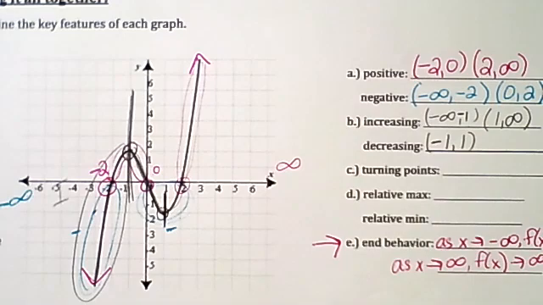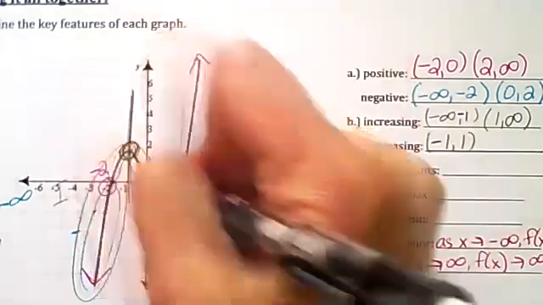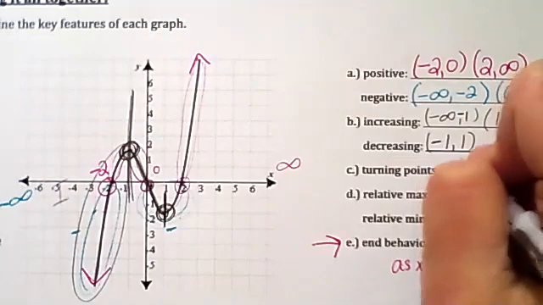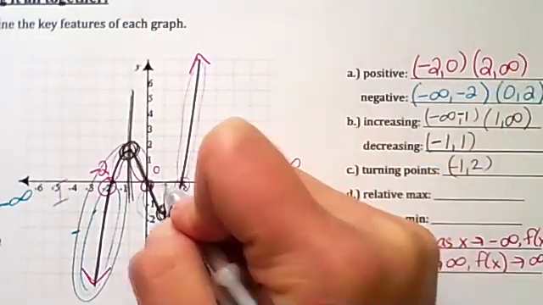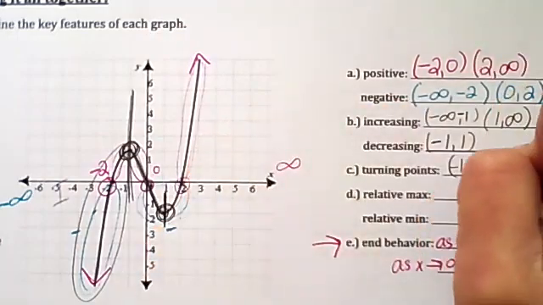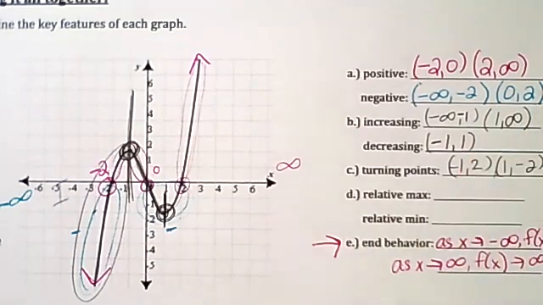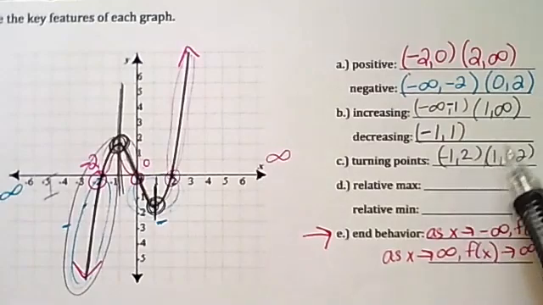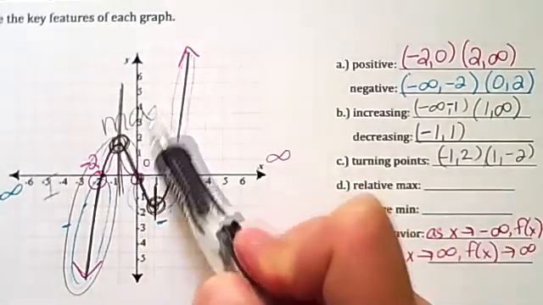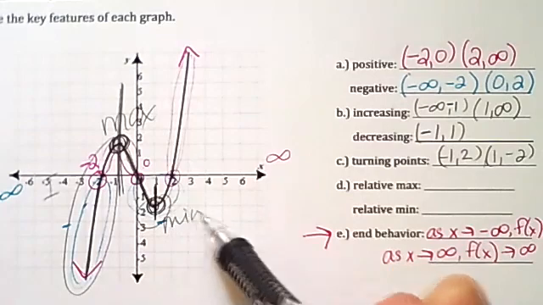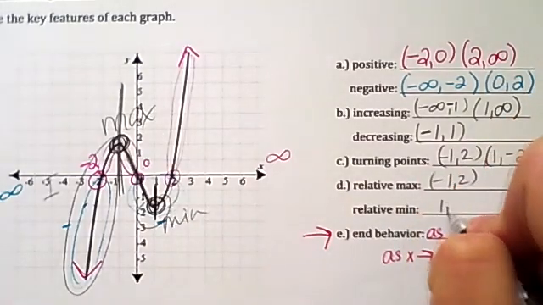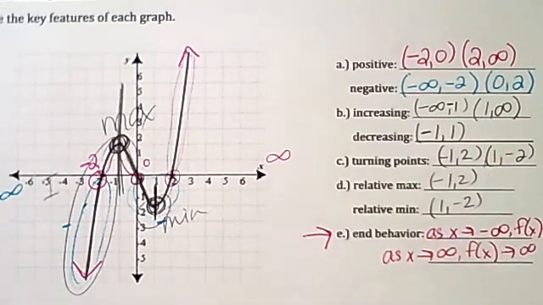Okay, the turning points are just the spots where they switch direction. So here and here. So that's going to be -1, 2. These are ordered pairs, and 1, -2. And then relative maximums or minimums are the turning points. This one's a max because it's a high point. This one's a min because it's a low point. So maximum is -1, 2. Minimum is 1, -2.